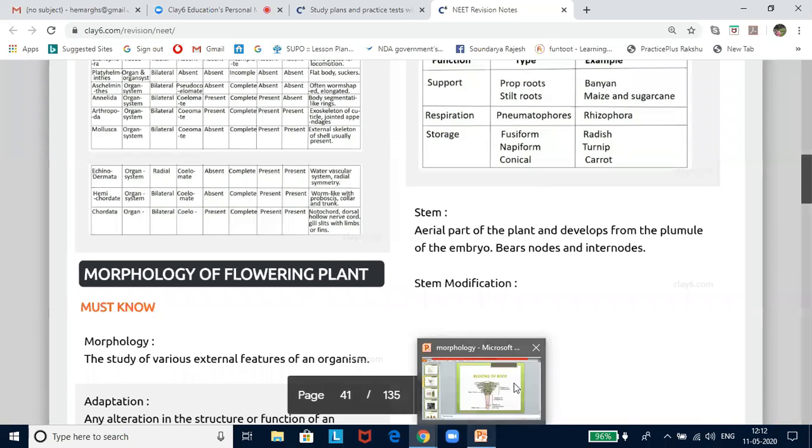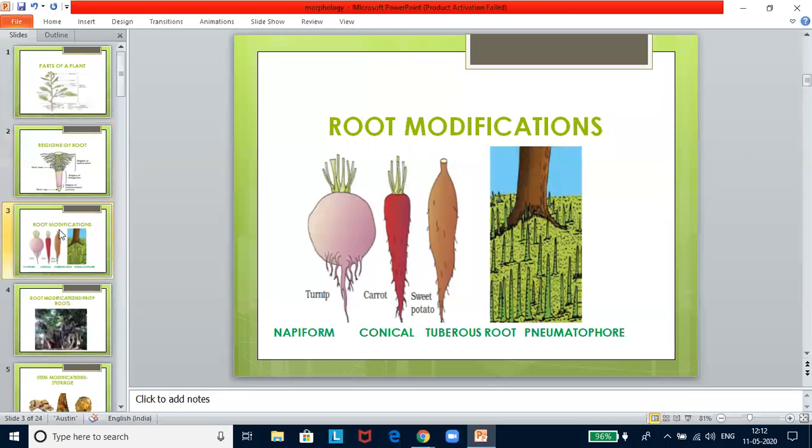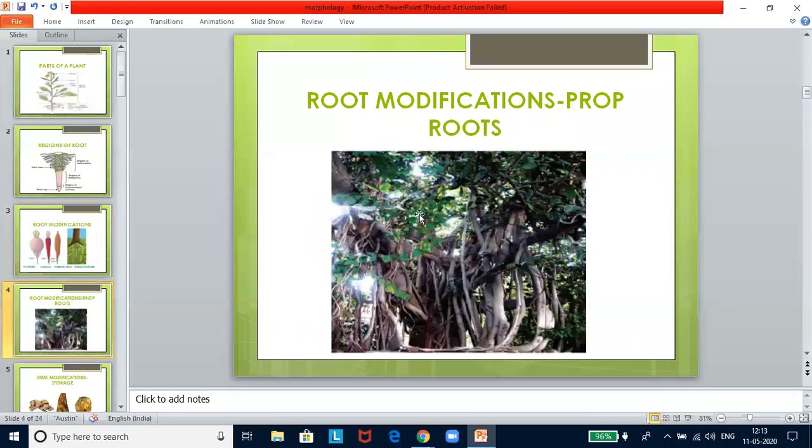Now let us look into the diagram and see how these will be asked. This is a turnip. This is a napiform root. Since it is conical in shape, it is a carrot. It is called conical. In sweet potato, it is known as the tuberous root. And if you look at the pneumatophores here, these are the pneumatophores. This is what helps in absorption of oxygen. Now, prop roots you find in banyan trees. So this is an example.